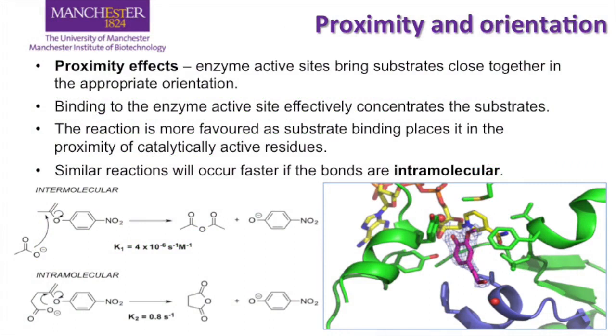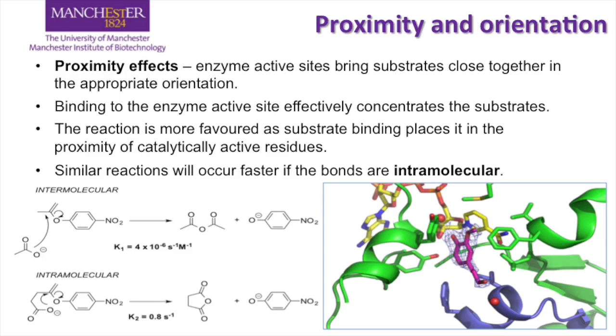Proximity and orientation is another important aspect of enzyme catalysis, and as the name suggests, this really just involves the bringing together of substrates in a close environment within the enzyme active site, and therefore positions those substrates in a geometry that is ideal for the catalytic process. So the binding to the enzyme active site effectively concentrates the substrates there, and the reaction is now more favored as substrate binding places it in the proximity of catalytically active residues that are present in the protein polypeptide chain.